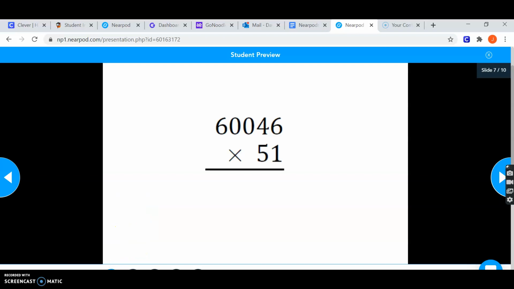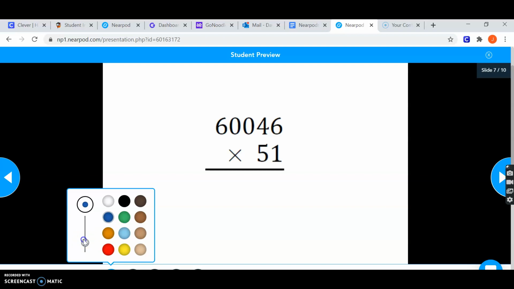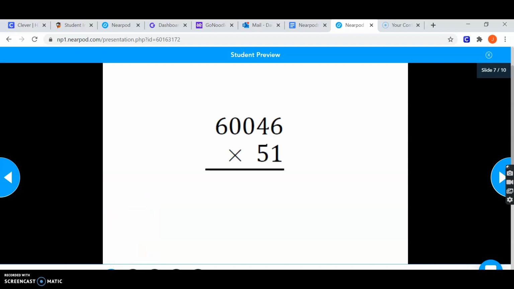Alright friends, let's check our answer to this slide. So we have 6 times 1, or 1 times 6, and we know anything times 1 is going to be itself. So I know that's going to be 6.